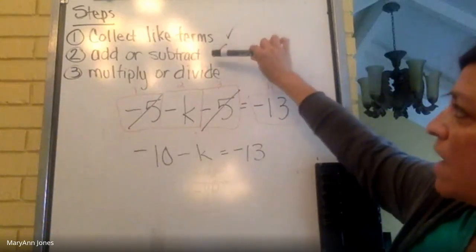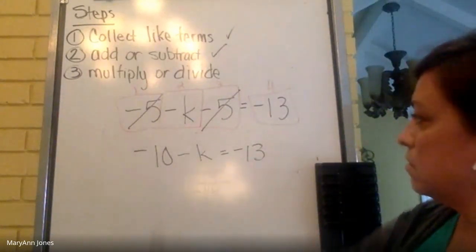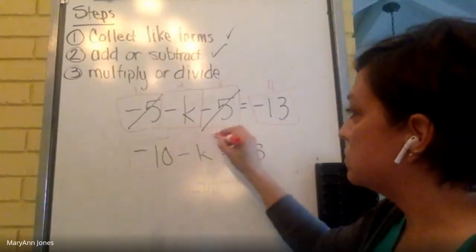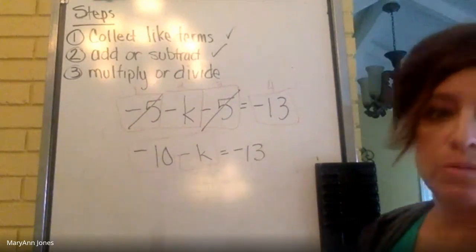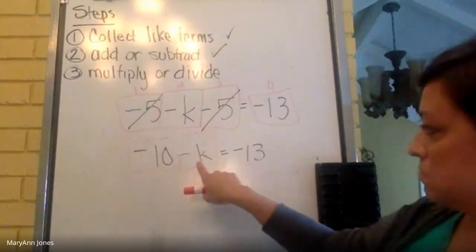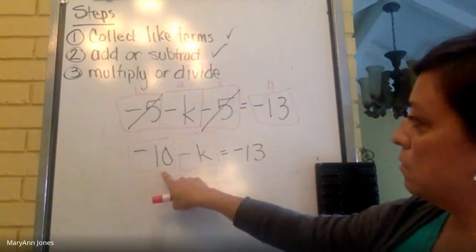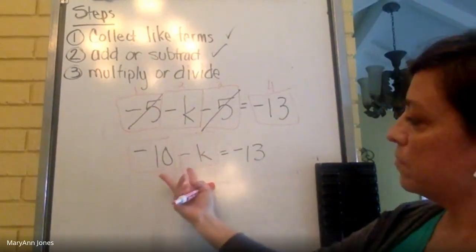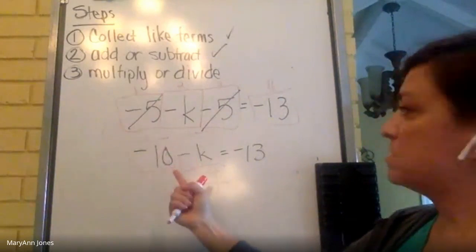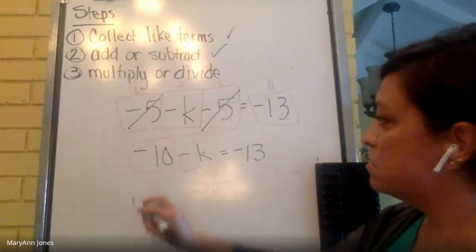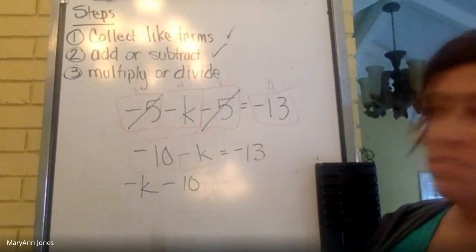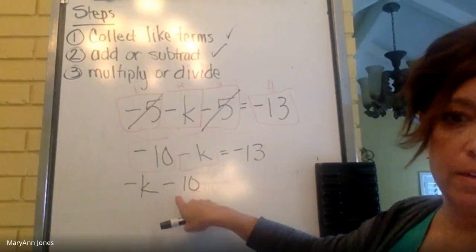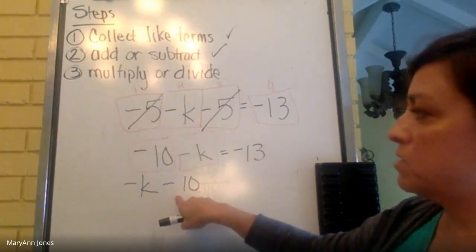Now, can we add or subtract anything? Here's our two terms over here. This is -10 minus K. This one was not easy, so I understand if you guys didn't get this one. Remember, these are terms that we can switch around and the sign in front of it goes with it. So this is also saying -K minus 10. This is actually a subtraction problem, right? So what are we going to do to both sides?